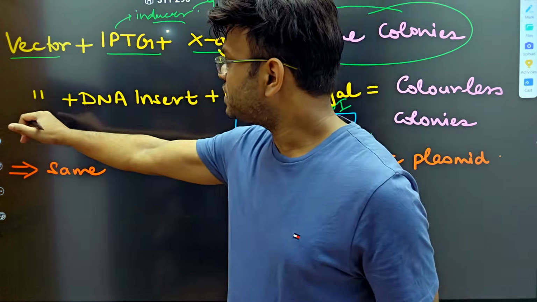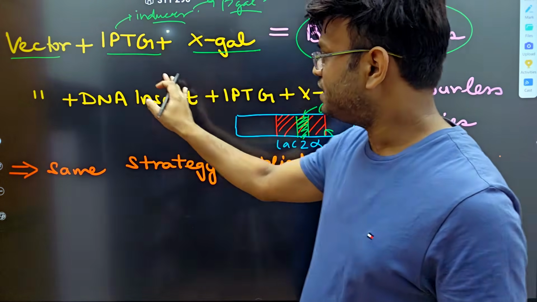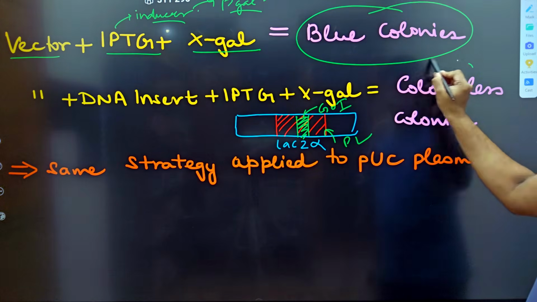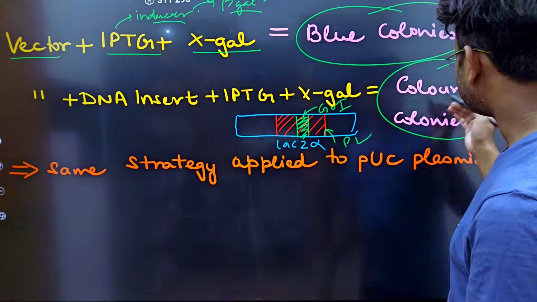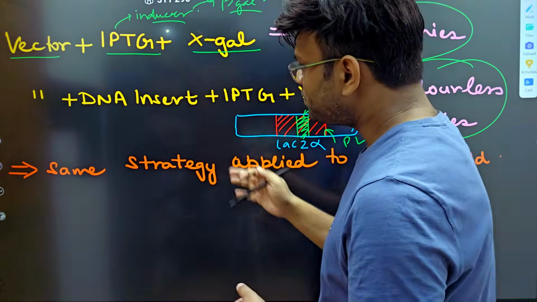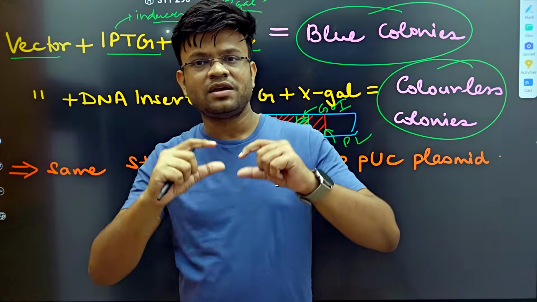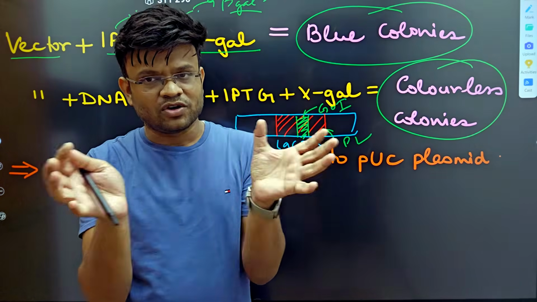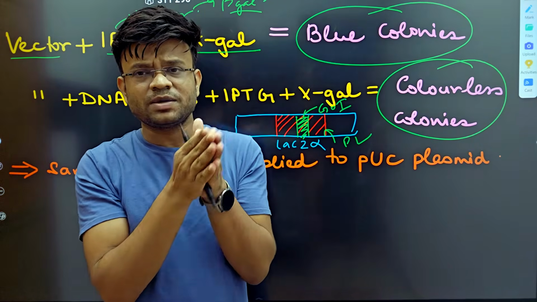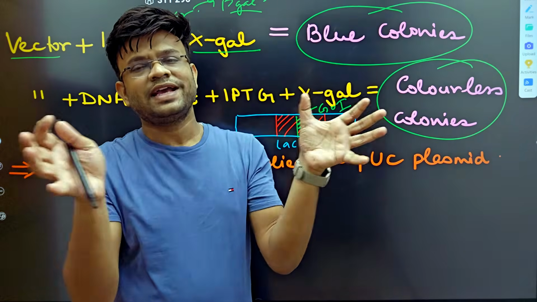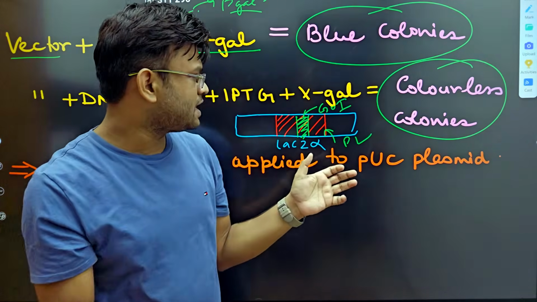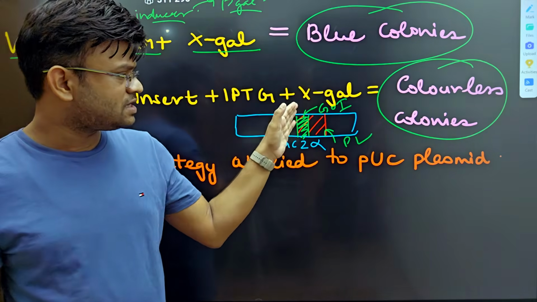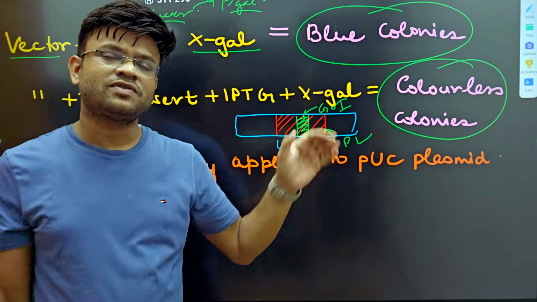But when you are using the DNA vector, and the DNA insert is present, with IPTG plus XGAL, the colonies would be colorless. Why? Because this DNA insert would be present inside the polylinker, and because of the presence of the gene of interest, the LAC-Z would be disrupted.